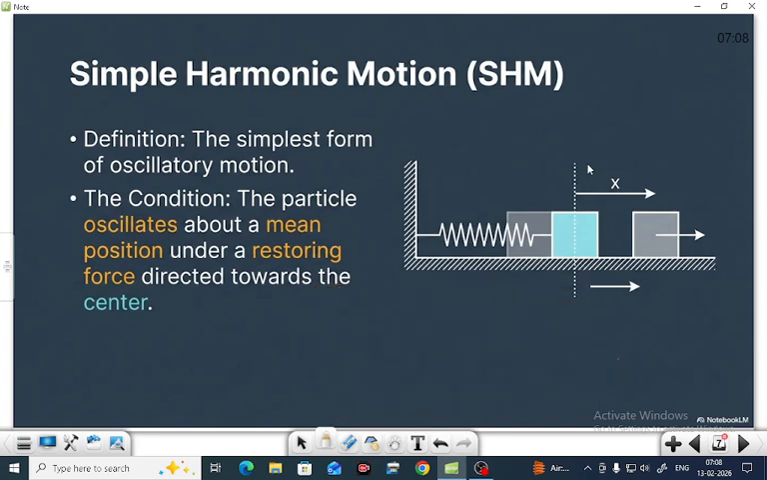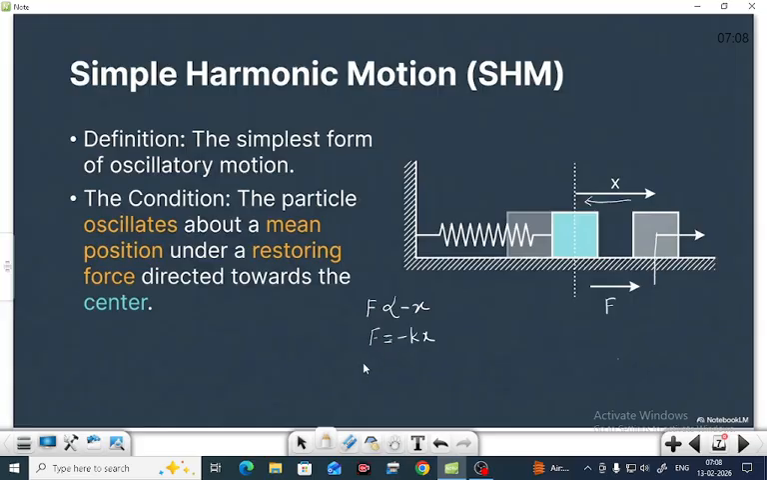Suppose we take this as the mean position. Then the displacement is in this direction, compressed, but the force is acting in this direction. So we can say that F is directly proportional to minus x. Force is directly proportional to minus x because the force and displacement x are in opposite directions. Or you can write F equals minus kx, that is the equation for simple harmonic motion.